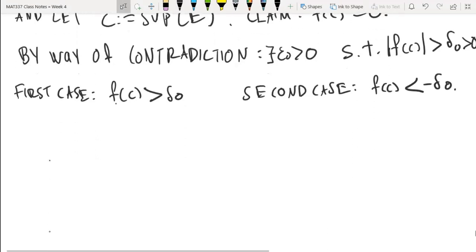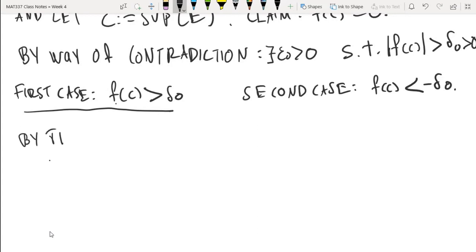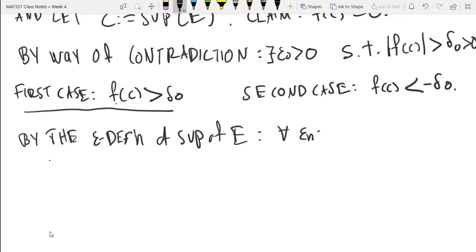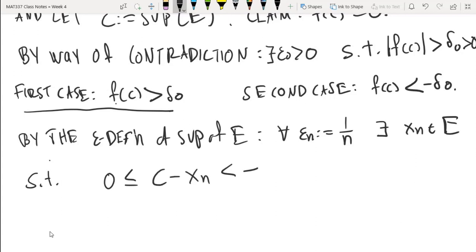So we start with the first case. By the epsilon definition of sup of E, for every epsilon_n = 1 over n, there exists x_n in E such that you have the approximation by epsilon_n.